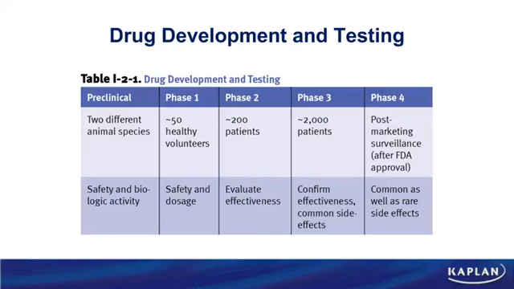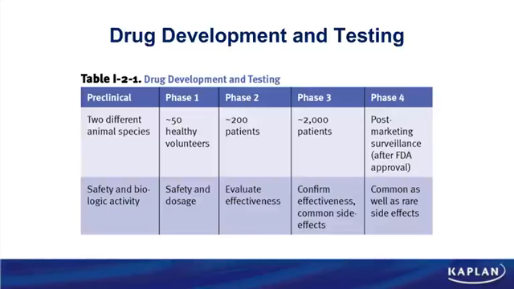We get through phase 2, we found that the drug was effective. Now we do a more extensive phase 3 trial, typically with thousands of patients. The purpose of phase 3 is to confirm the effectiveness in a larger patient population and also to look for common side effects. Keep in mind, it has to be common side effects because you're only talking about a couple of thousand patients. You're never going to see the rare side effects occur with such a small patient population.